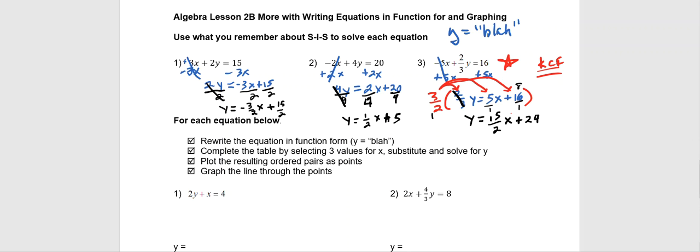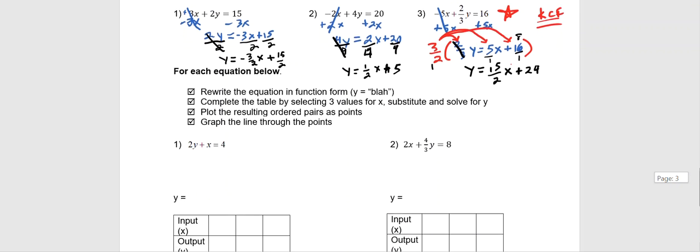So this one's a little trickier, and you're going to have to just get more practice in with those to get comfortable. Okay.